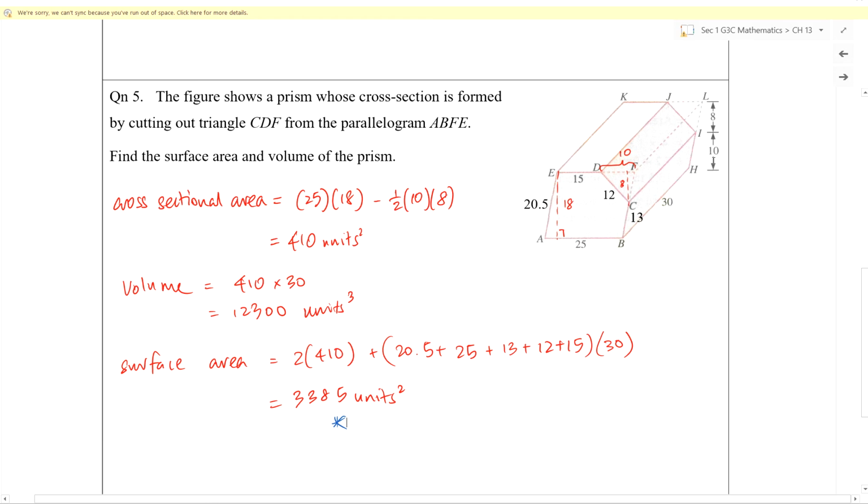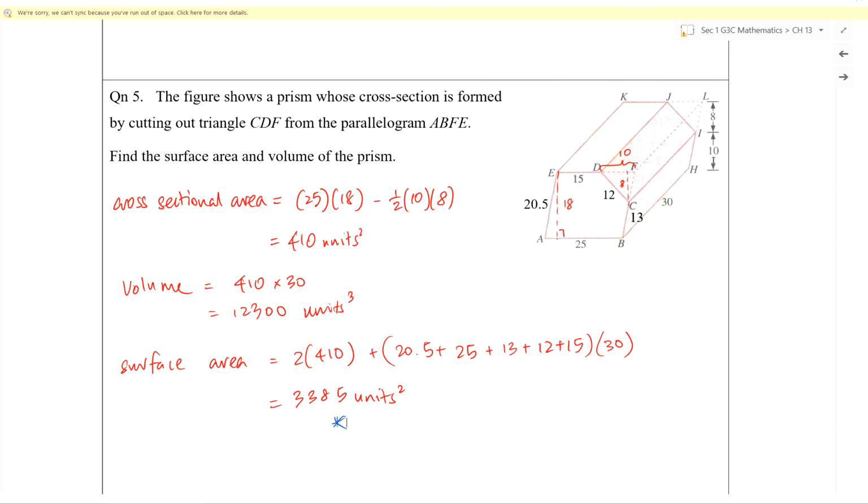And as I was doing these questions, I felt that actually I can improve my presentation. If you recall, I always try to do everything in one line. So I do the calculation for the cross-sectional area, then immediately I multiply by 30 for the thickness. Then for the surface area, I will actually redo the same calculation for the cross-sectional area, multiply by 2, add the perimeter times the thickness.